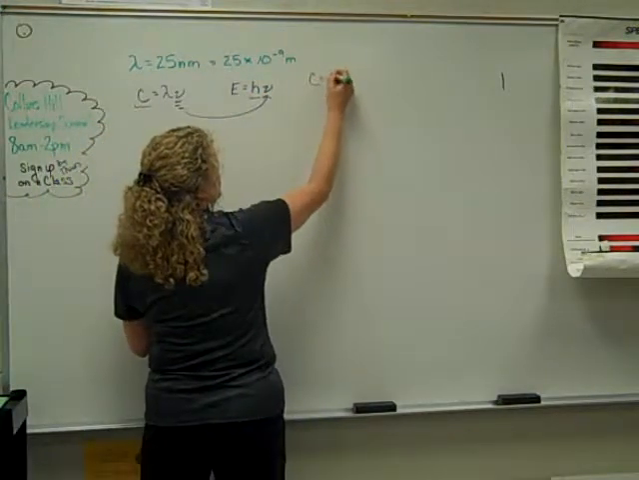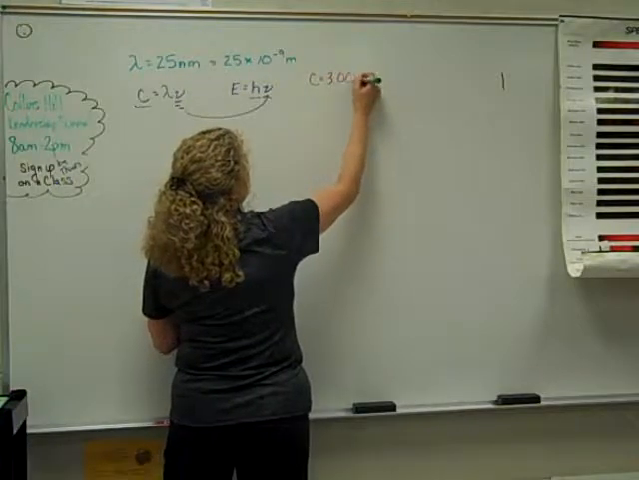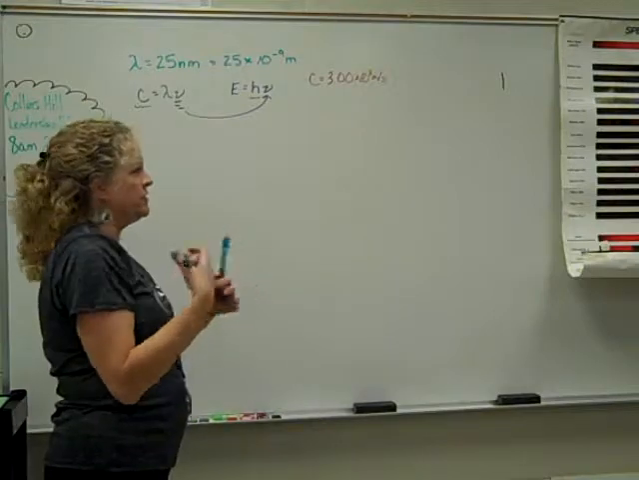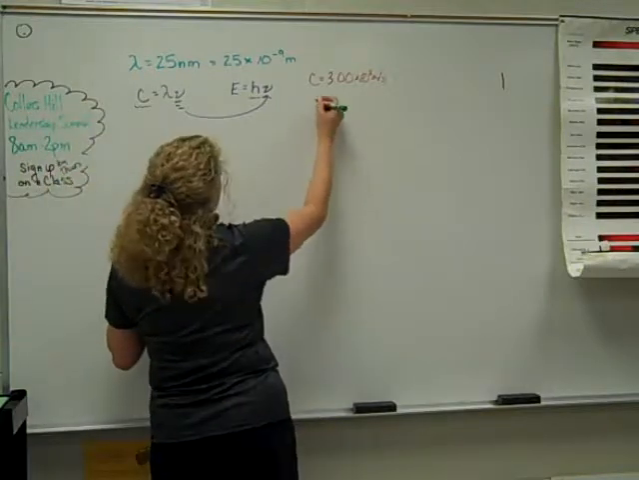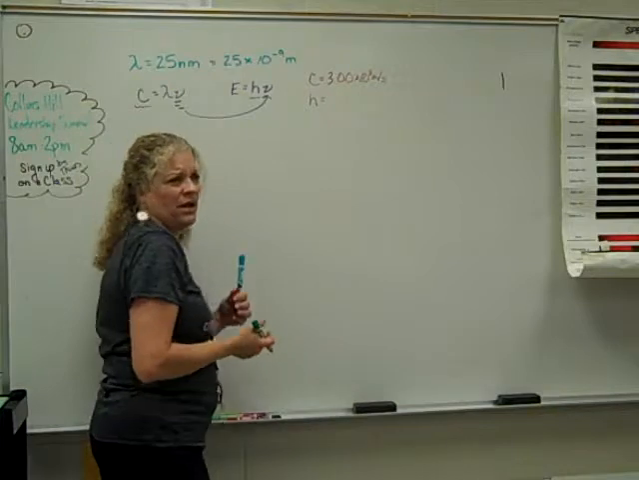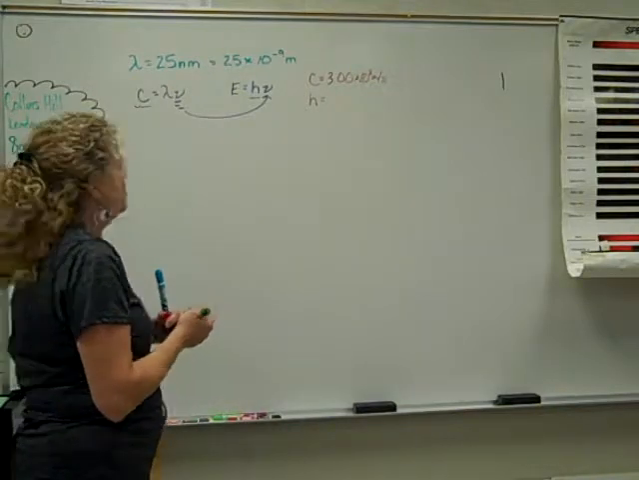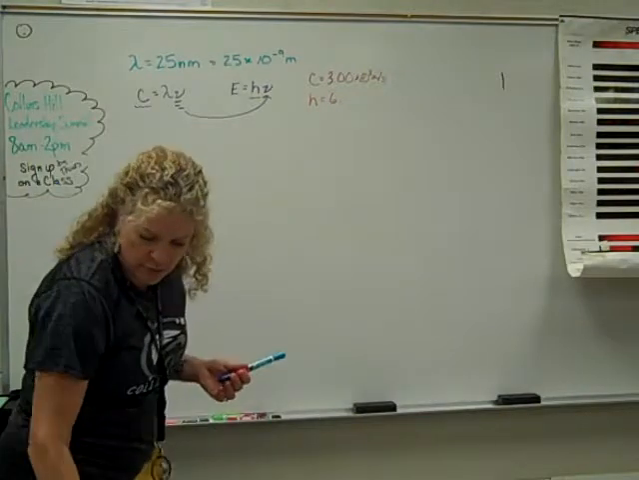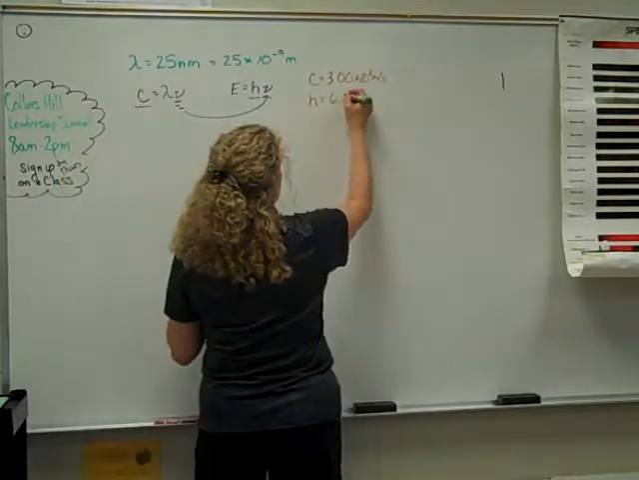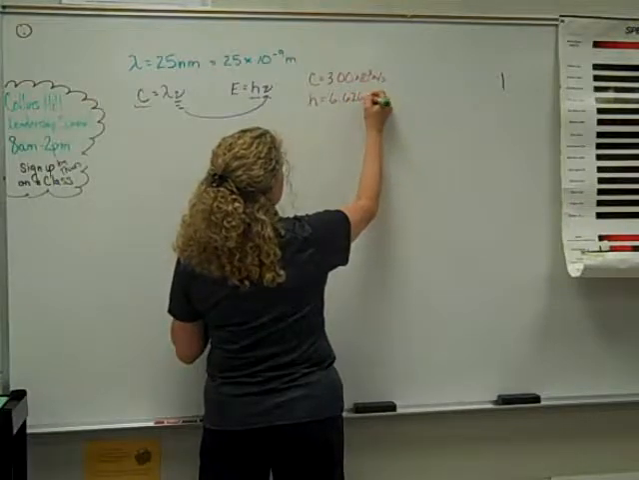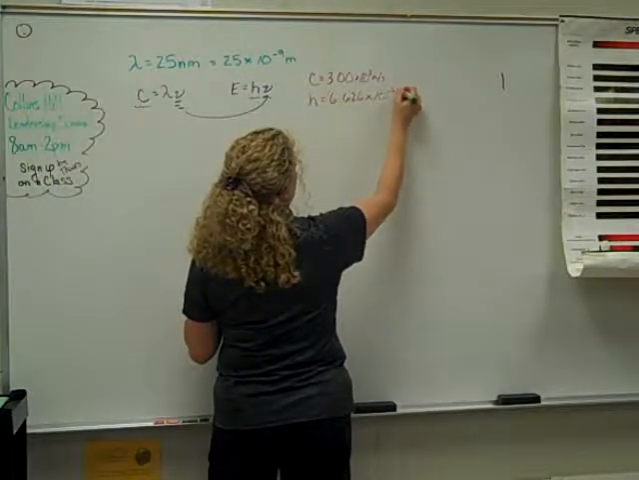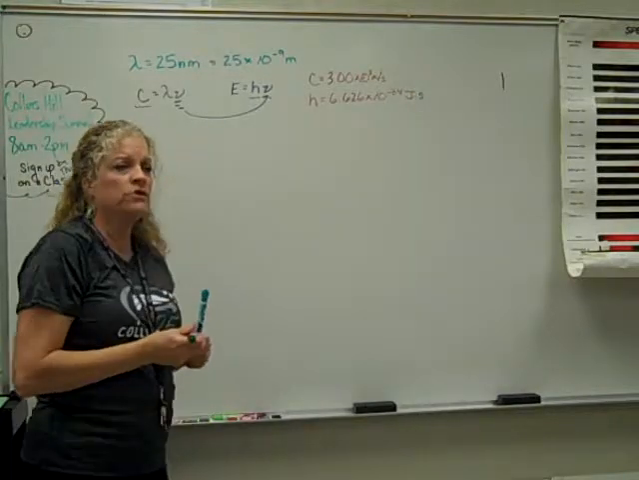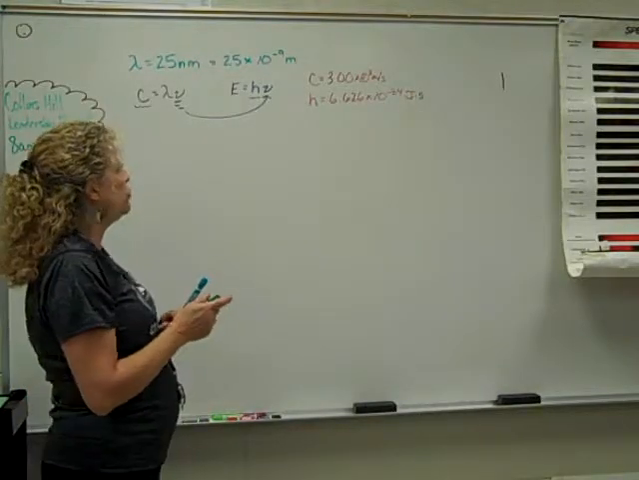C, we said before, is 3 times 10 to the 8th meters per second, and I always use the rounded number unless it's a free response kind of problem, but they really don't care. If you use 3 times 10 to the 8th, you'll be fine. H is 6.63. I often use that rounded number. The green sheet says 6.626 times 10 to the negative 34 joules times a second. So you have to be conscious of your units.